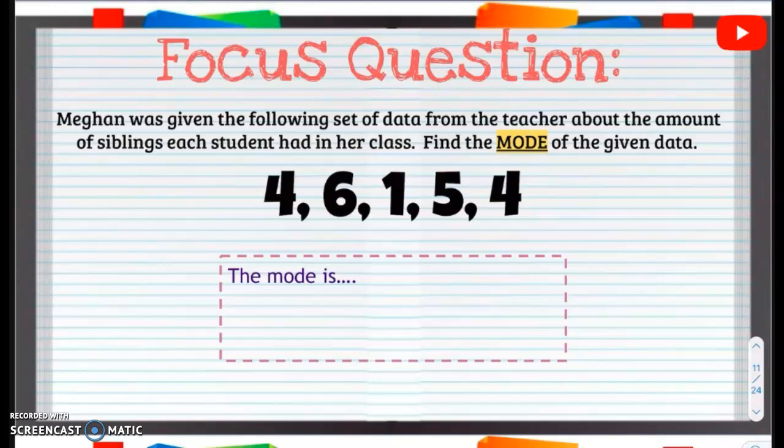So when I think of mode, I think of most. Most. So mode is going to be the most. What number do you see the most?